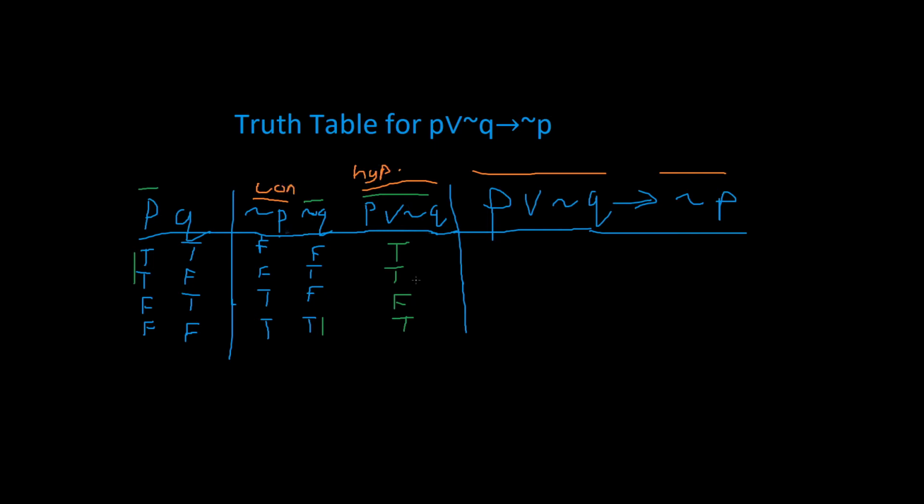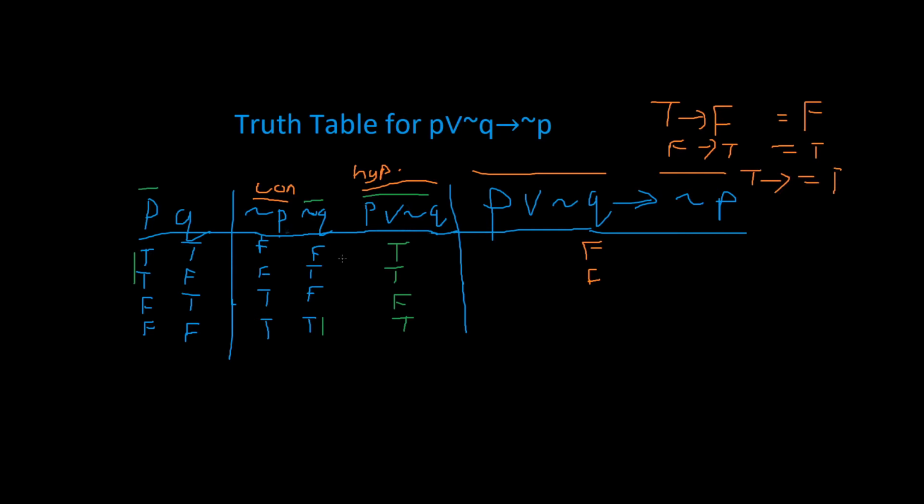So these two are true and these two are false. So it has to be false, right? And you can think of it like this. True to false, that's going to be false. That's equal to false. If it's false to true, that's going to be true. And if it's true to true, it's going to be true.